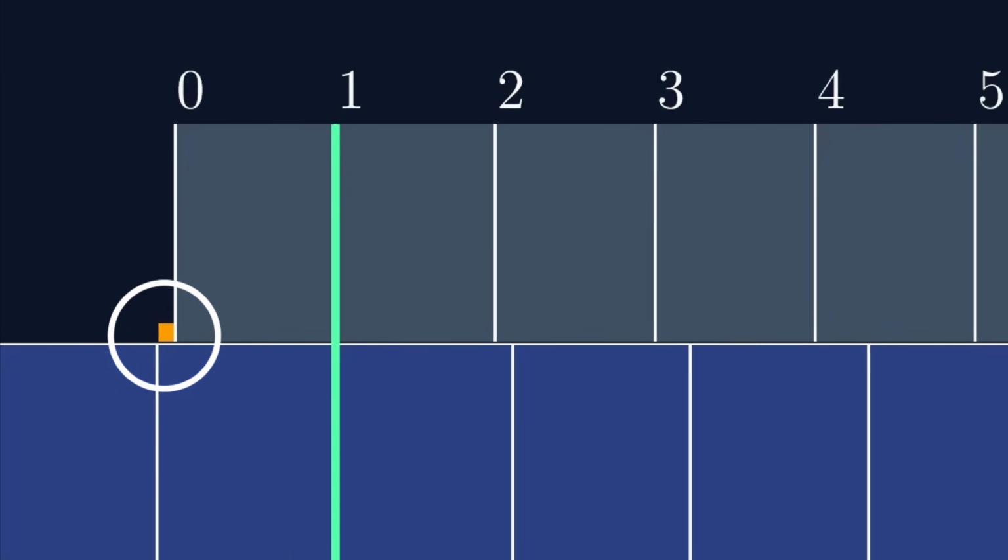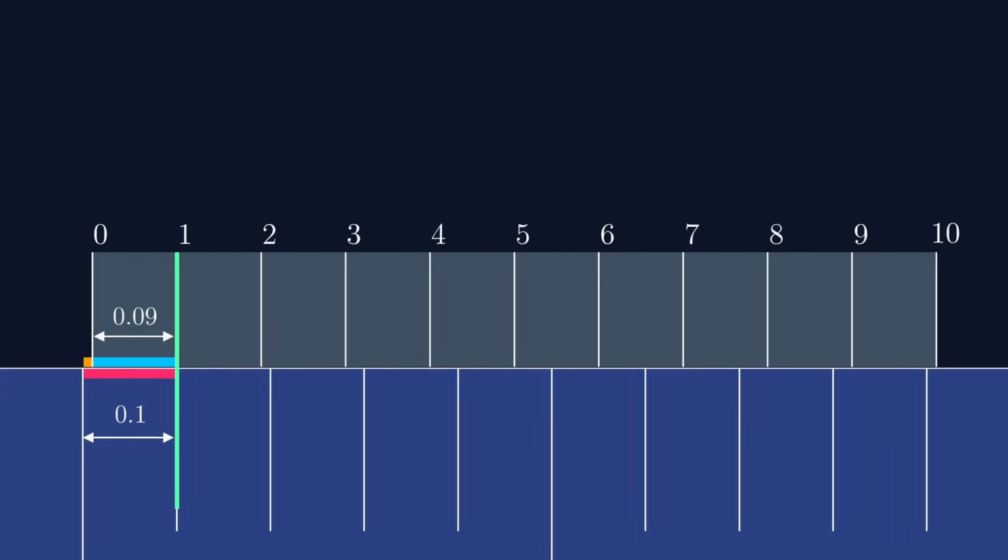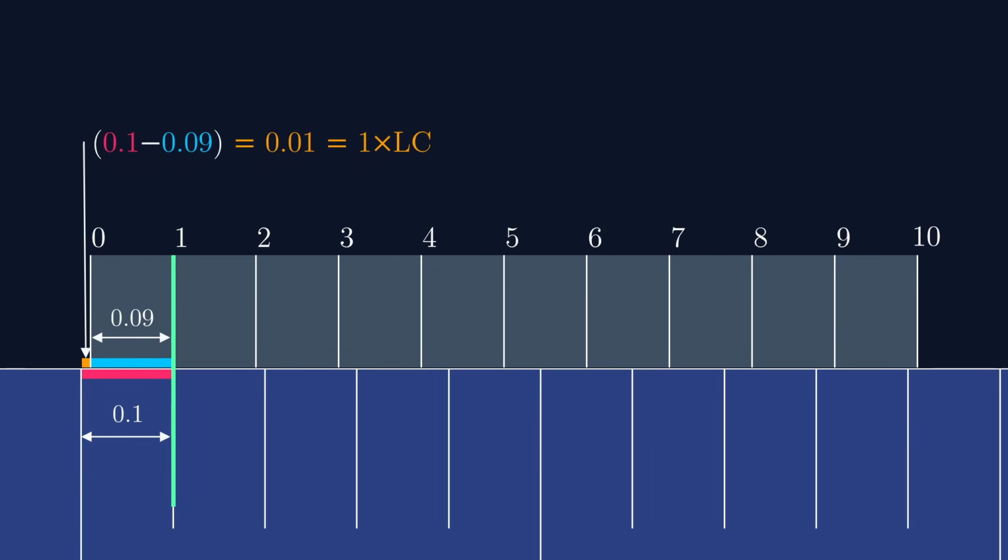Suppose the first mark on the Vernier scale aligns perfectly with any mark on the main scale. Then, the distance between the 0 mark of the Vernier scale and the main scale mark it just crossed is what? Well, this distance is 0.1 centimeters and this one is 0.09 centimeters. Subtracting the two gives us that gap. And what is that? Our least count.